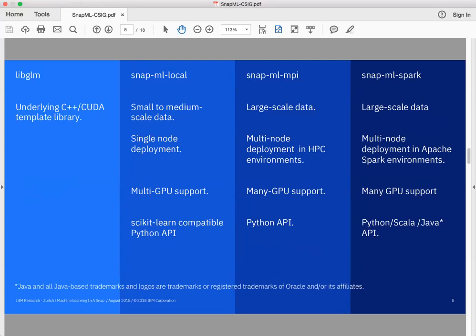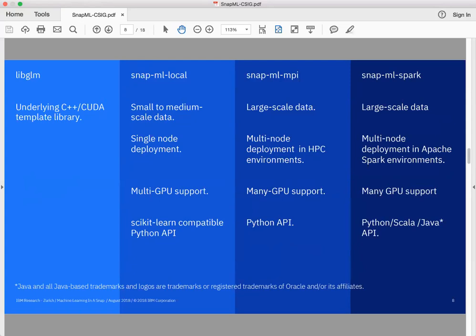But one of the cool things here is, MPI is normally, people think of it like I need to write C++, I need to do compilation, I need to link against the libraries. You don't have to do that with snap-ml-mpi. We have a Python API, which is as easy to use as scikit-learn, and I'll show you an example of that shortly. Finally, if you have an Apache Spark environment, you can use our Spark API.